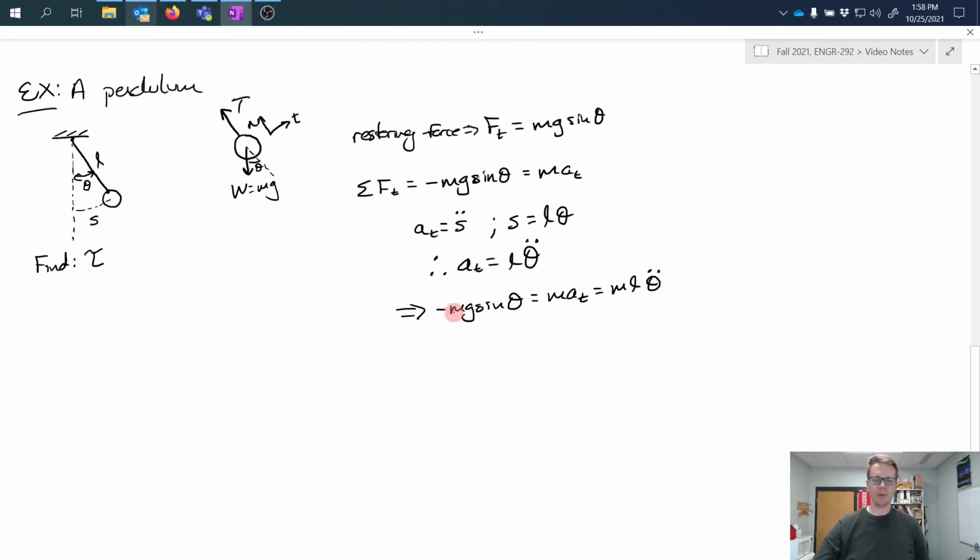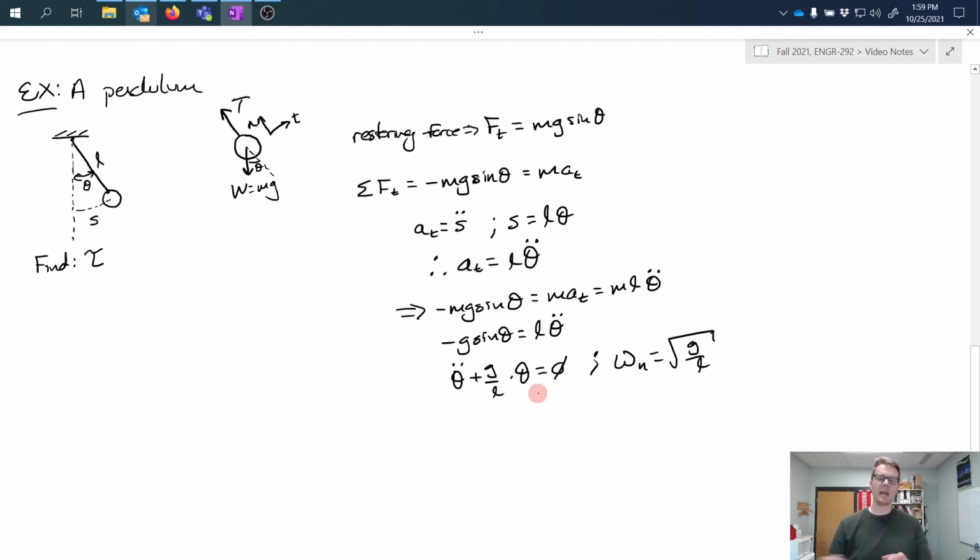So I can see right away that I have mass on both sides, so I can cancel that out and I get minus g sine theta equals L theta double dot. And I can rearrange this equation into the standard form as theta double dot plus g over L theta equals 0. Now the reason that I want to rearrange this into standard form is because recall that previously we said that the standard form equation could also be written as x double dot plus the natural frequency squared times x equals 0. So if we take that same principle and apply it here, that suggests that the natural frequency is equal to the square root of g over L.